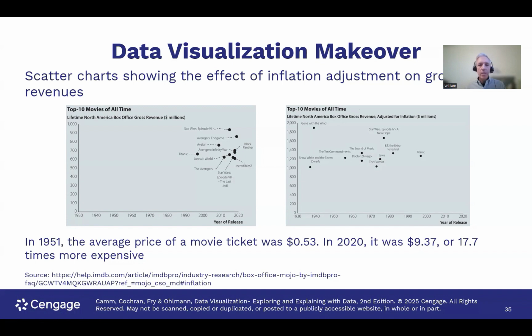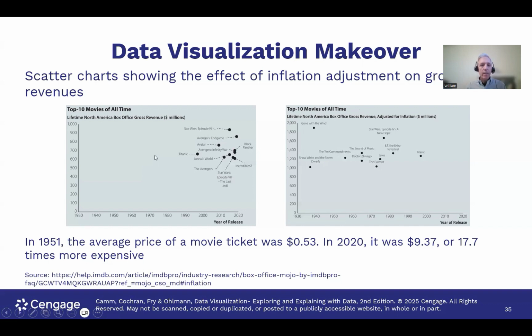Now, this is showing the box office gross revenue for the top 10 movies of all time. And on the left is the non-inflation adjusted number. The year of release is on the horizontal axis. The dollars in millions is on the vertical axis. And if you just took that chart at face value, you'd say that Star Wars Episode 7 was the highest grossing and Avengers Endgame was the next, and so on and so forth.